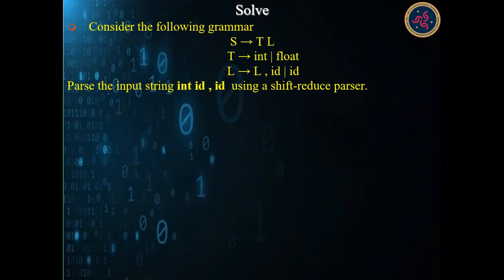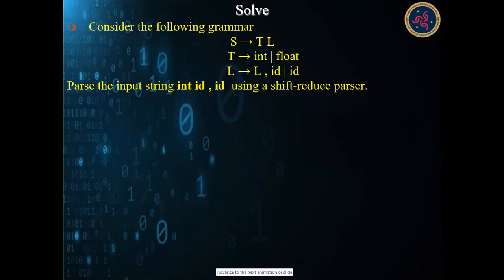So here in this video, we can consider the following grammar, and we have given an input string that is int id comma id, int id comma id. So we need to parse this particular input by using a shift reduce parser. Okay, and the given grammar is this grammar. Okay, so now we can see the stack implementation of this particular parser.